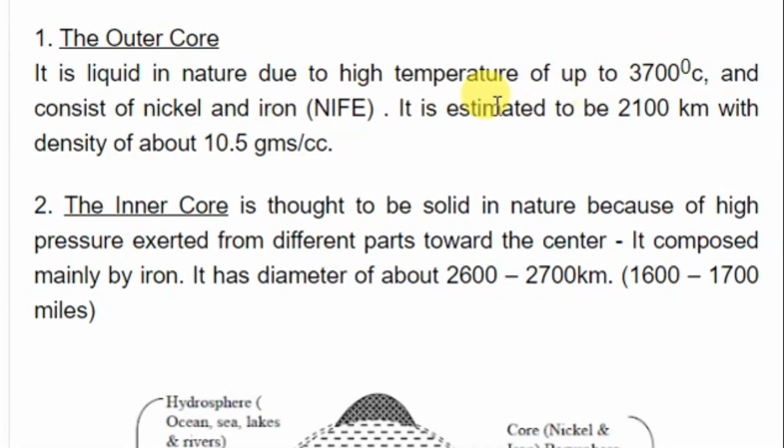Because the symbol of iron is Fe, sometimes you can just summarize this by saying it is Nife, nickel and iron. It is estimated to be 2,100 kilometers thick, with a density of about 10.5 grams per cc.